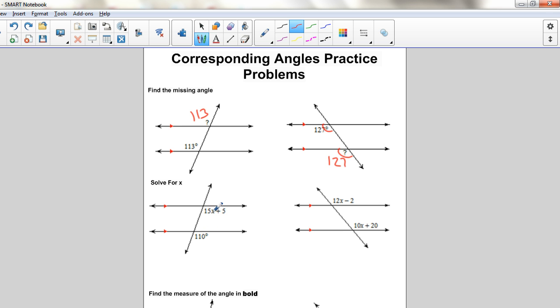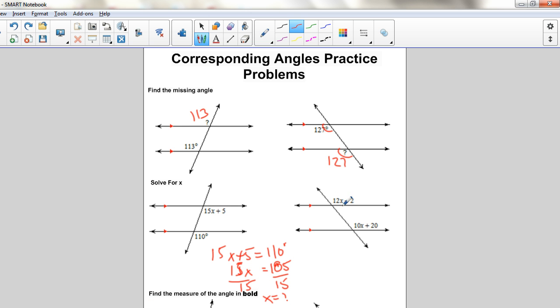In this situation, these are equal. So you would put them equal to each other and solve for x. Do some math, figure out what x is. 15x equals 105. And then divide by 15, whatever that is. I don't know what it is. Okay, that's something you should be able to do.